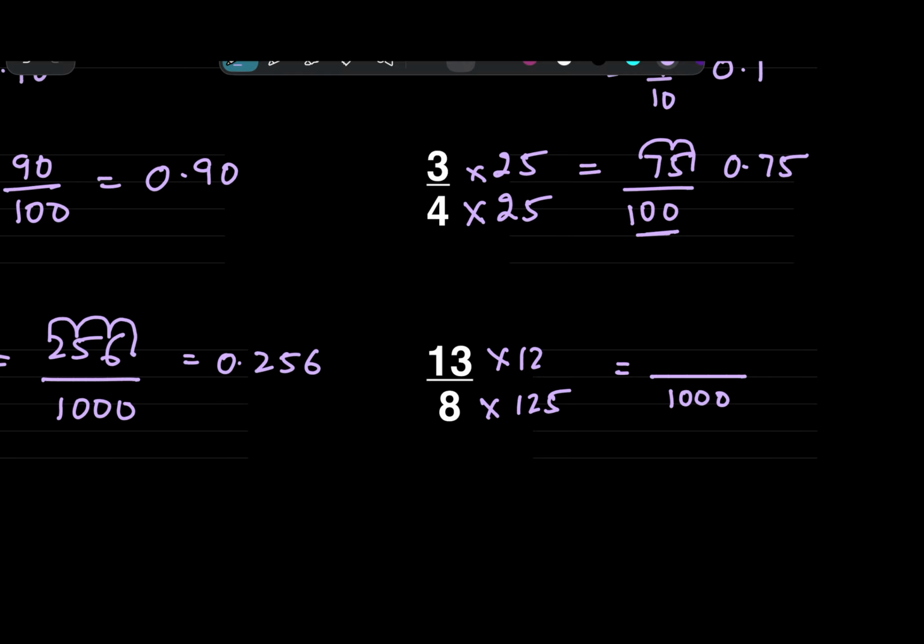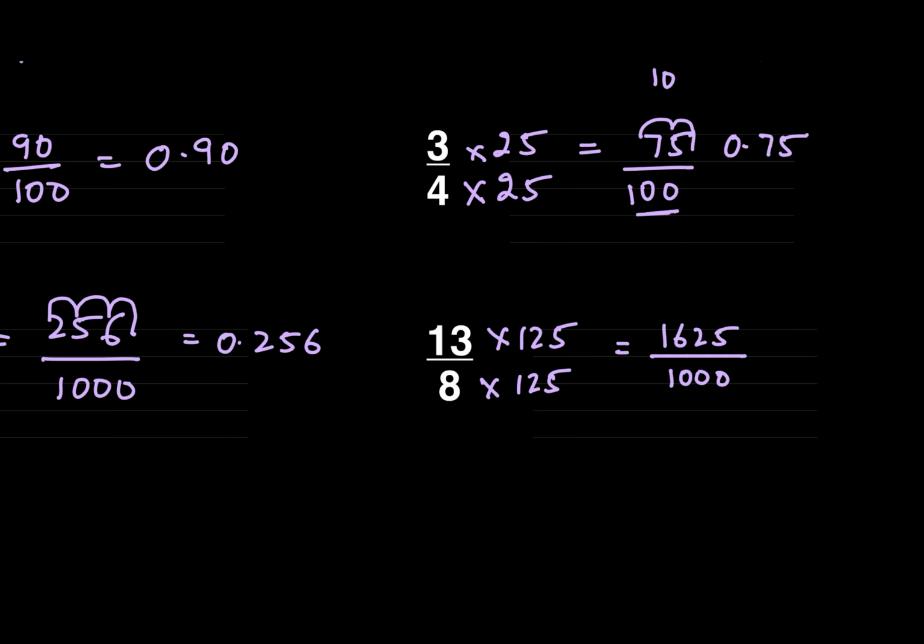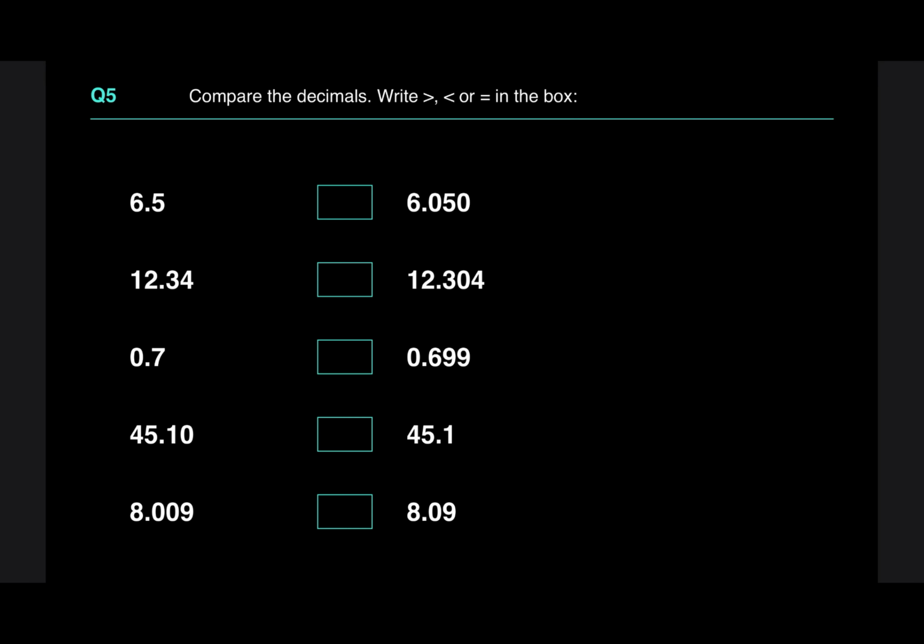13 into 125 is 1625. Now how do we convert? 3 zeros, so from here 1, 2, 3, which is 1.625.